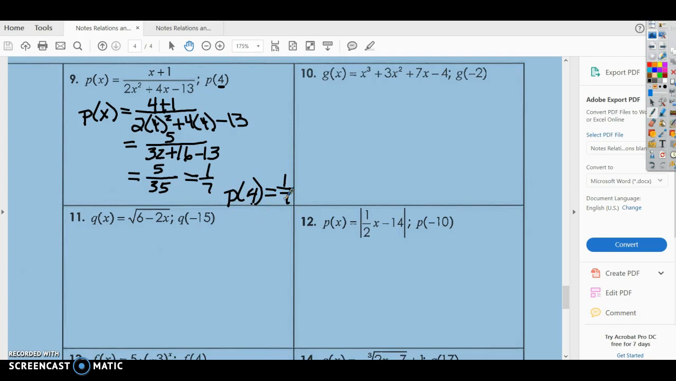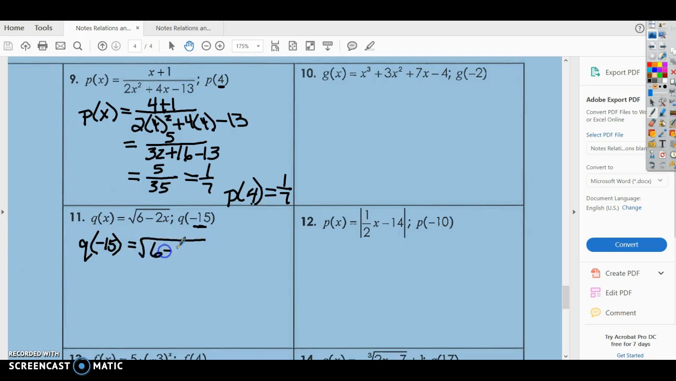Okay, now I'm not going to do all of these. Again, number 10, especially look for order of operations. Make sure you don't lose that. Let's look at number 11 together since it's a square root, and make sure we do that correctly. So we're going to have q of x. Again, x is what they give us. So that's just the name of our function.